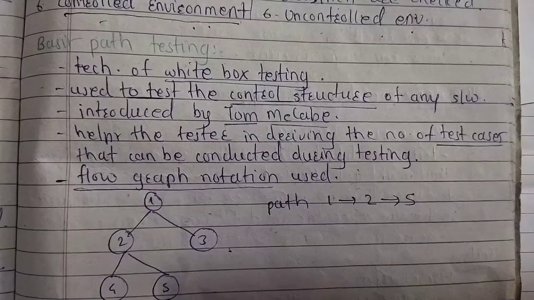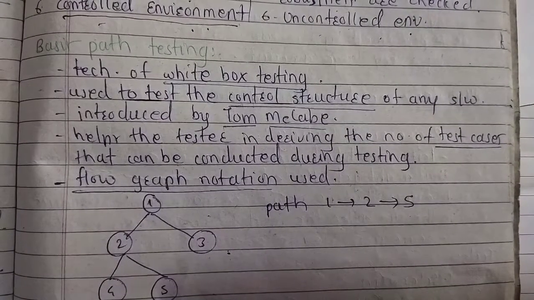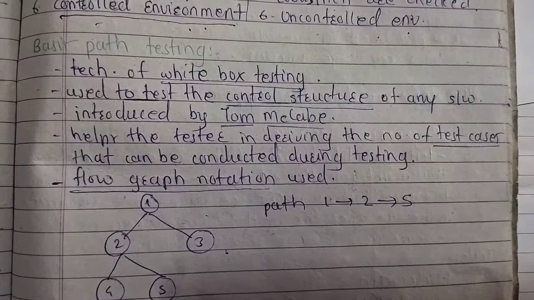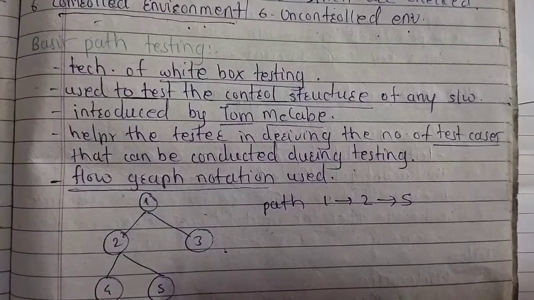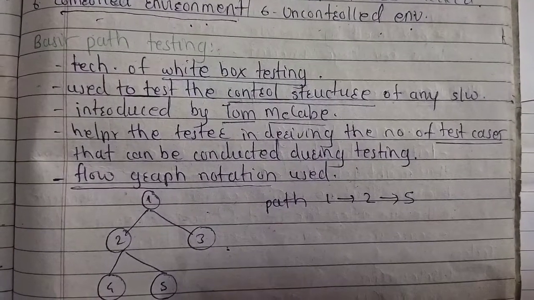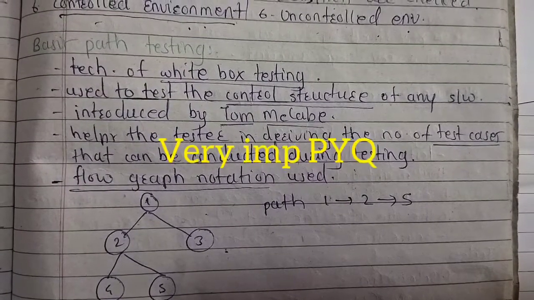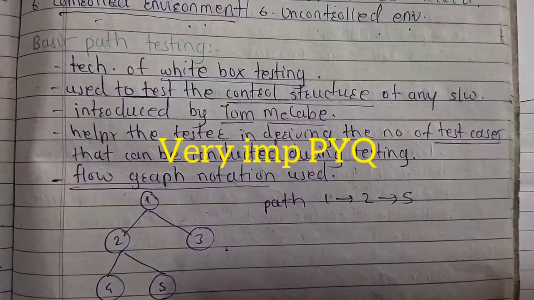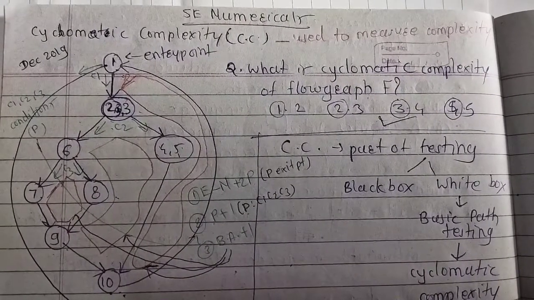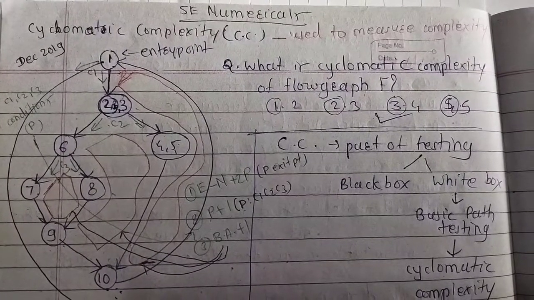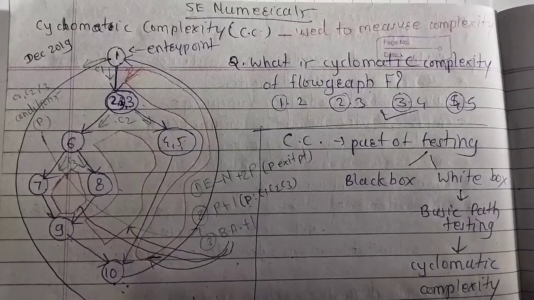In previous concepts, we have understood what basic path testing is. Basic path testing is a technique of white box testing. Here the control structure is tested. The flow graph notation is used here, meaning paths are tested. Depending on this basic path testing, in December 2019 there is a numerical. This numerical is the golden question for December 2019 students, because in this single question 5 sub questions are asked.